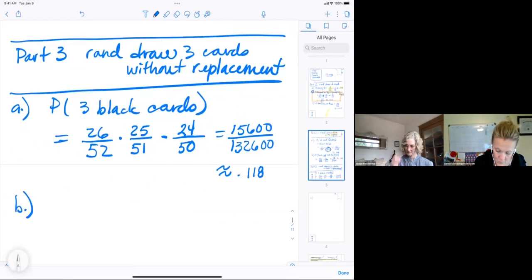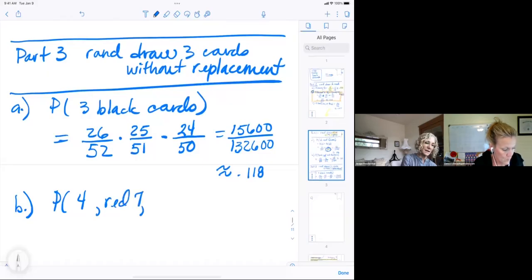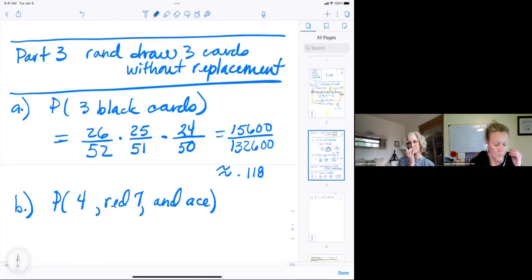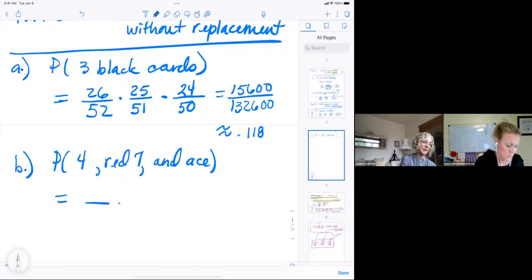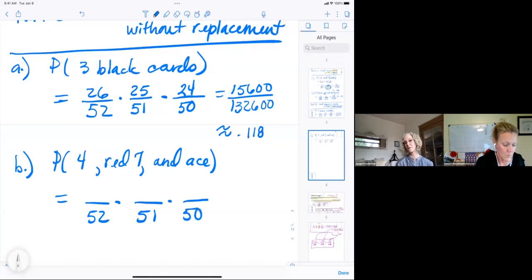Part B, find the probability of drawing a 4, a red 7, and an ace. Probability of a 4, a red 7, and an ace. Without replacement, I have 3 cards. I know it's all multiplication. My denominators are 52, 51, 50. So I know that right away.